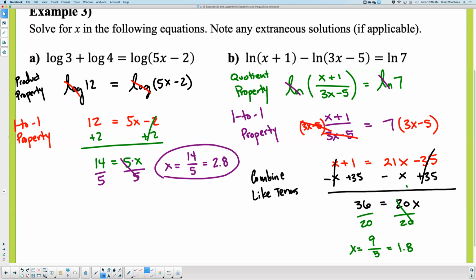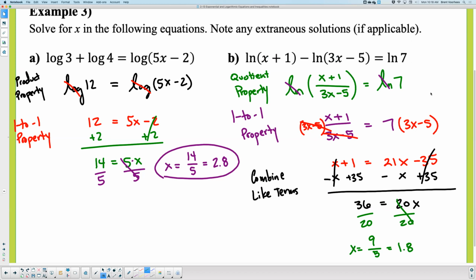When I go to plug this in, if I go up here and plug in 1.8 over here, this is just fine for the logarithm. Remember the domain of a logarithm. The domain is the values have to be greater than 0. They cannot have a 0 logarithm or a negative logarithm in here. So I plug in 1.8 here, I'm fine. What's 1.8 plus 1? 2.8. I'm fine. Over here, though, I might run into issues.